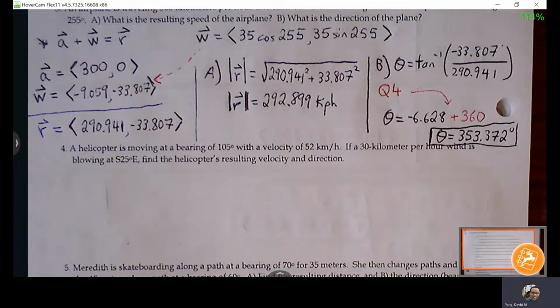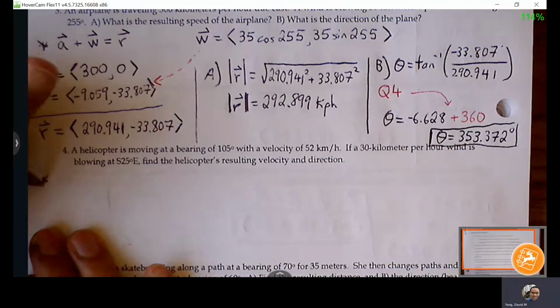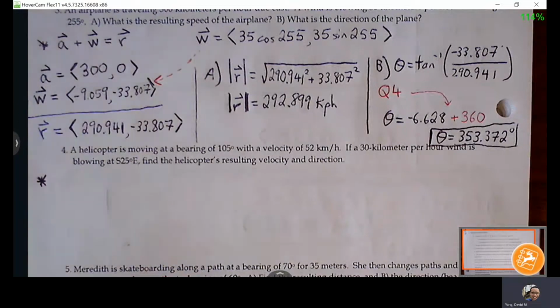Any questions with 3? Okay, number 4, a helicopter is moving at a bearing of 105 degrees with a velocity of 52 kilometers per hour. If a 30 kilometer per hour wind is blowing at south 25 degrees east, find the helicopter's resulting velocity and direction. So same idea here.